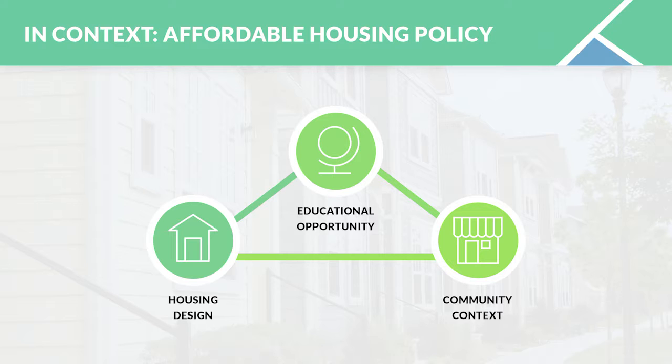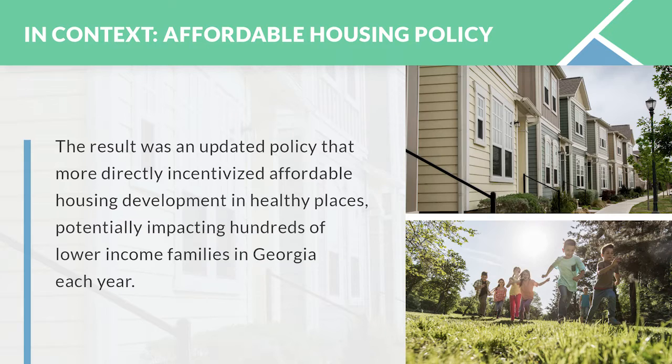For housing design, there were many existing best practices from the health perspective that were shared with the housing decision makers. For the other two focus areas, new data sources were recommended that better characterized the connections between housing and surrounding opportunities in the community. The result was an updated policy that more directly incentivized affordable housing development in healthy places, potentially impacting hundreds of lower-income families in Georgia each year.